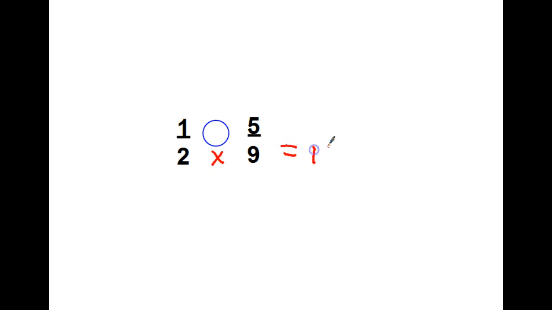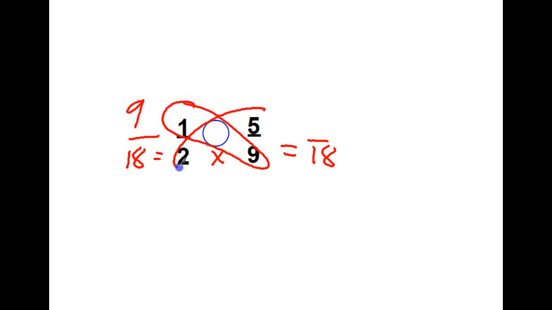9 times 2, 18. 2 times 9, 18. My first wing, 1 times 9 is 9. Second wing, 5 times 2 is 10. 9/18 is less than 10/18.